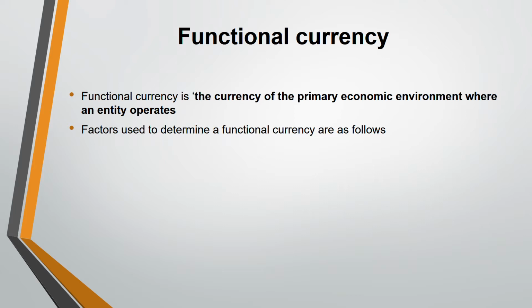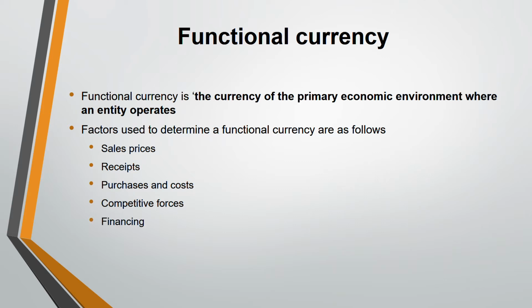The factors used to determine functional currency are: number 1, sales price. You see in which currency the sales prices are. Second, you see the receipts. What is the currency of the receipts? Mostly the purchases and the costs. What are the currencies of the purchases and the costs? The competitive forces. And financing. In what currency does financing take place? For example, the amount of loan that you are taking to finance everything.